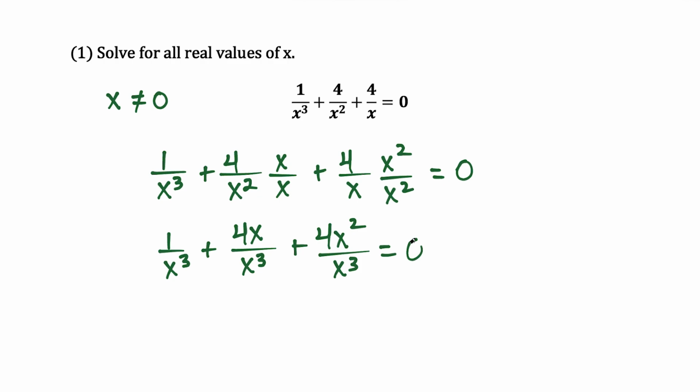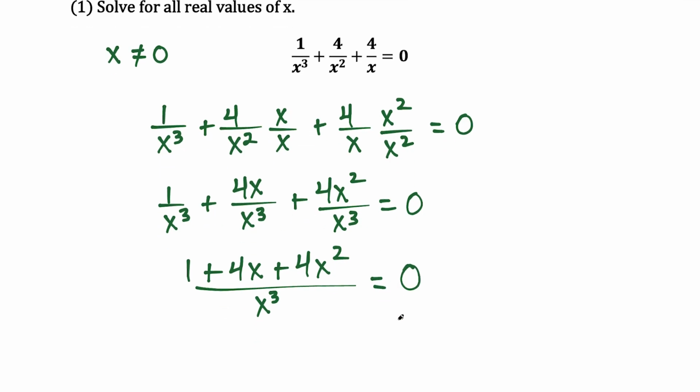So now on the left side, we have all of our fractions with common denominators. So we can combine everything into a single fraction like this. Okay, so this is fine. We could just go ahead and write everything as a single fraction because we have 3 fractions with common denominators. And this is all equal to 0.